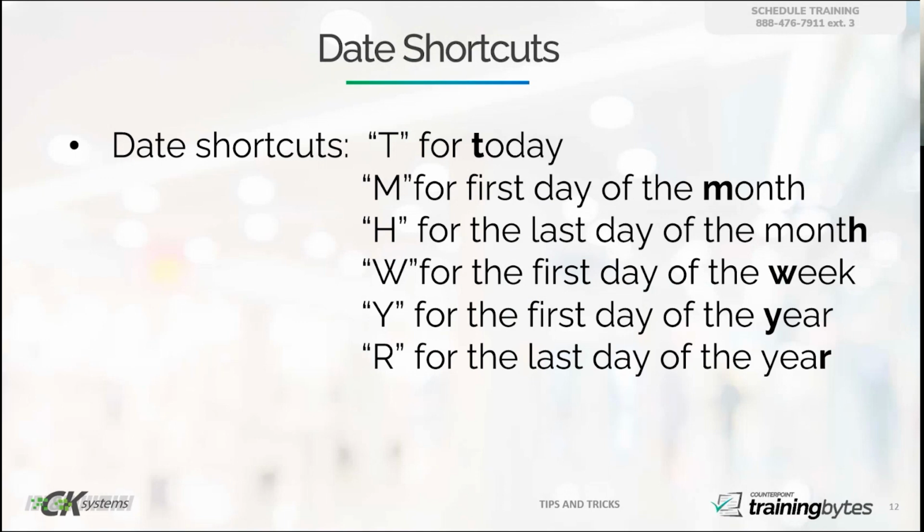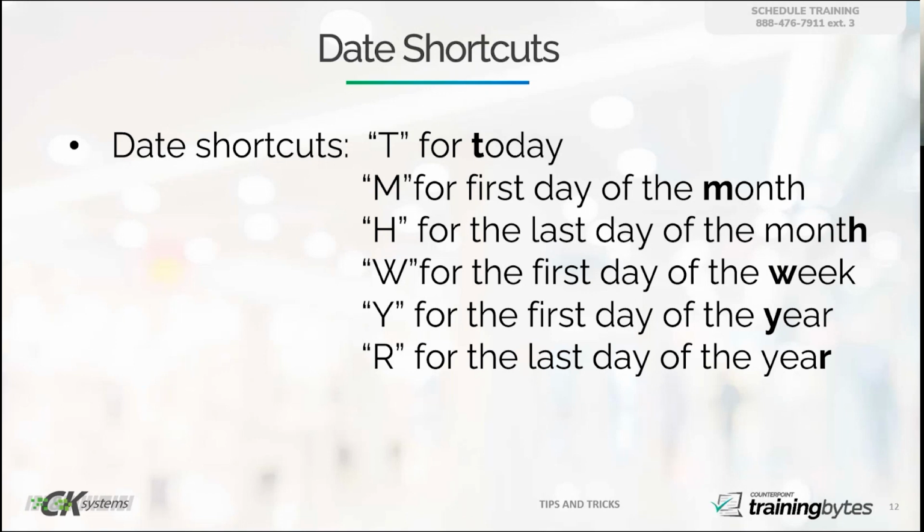So, date shortcuts. Any date field anywhere in Counterpoint. If you type a T, you'll get today's date. If you type an M, you'll get the first day of the month. H, you'll get the last day of the month. And there's kind of a method to the madness here. So if you think of the word month, the first letter is M, the last letter is H. M, first day of the month, H, last day of the month.